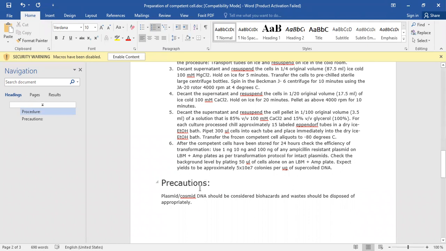So, what precautions should be taken? Plasmid or cosmid DNA should be considered biohazards and wastes should be disposed of appropriately. So, this is the precaution.